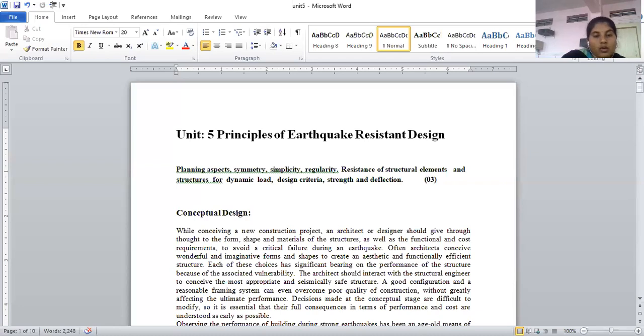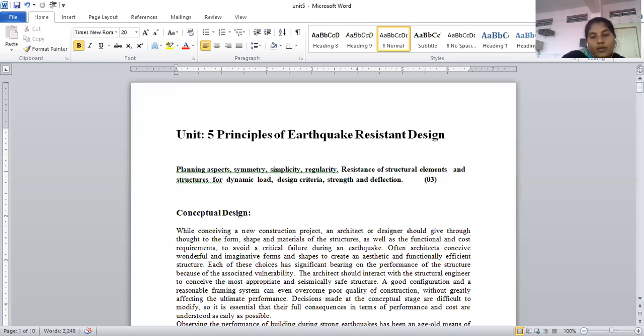In general, buildings with simple geometry in plan perform well during an earthquake.